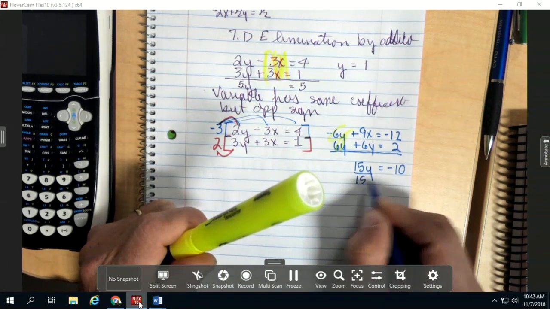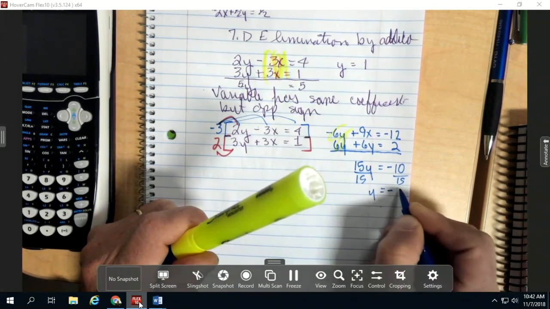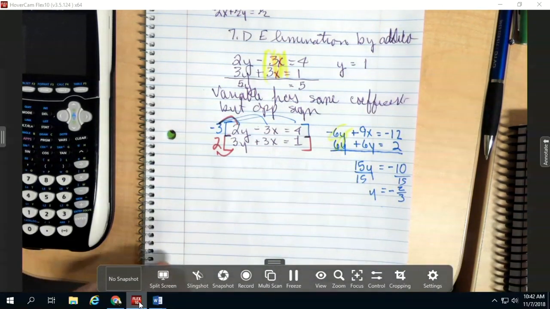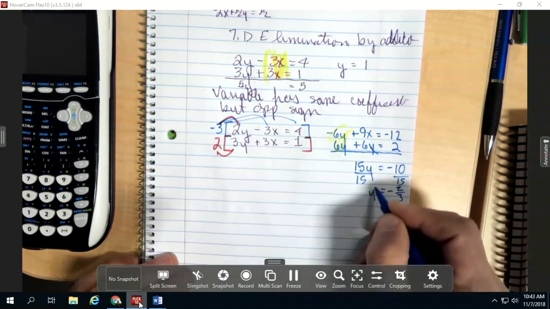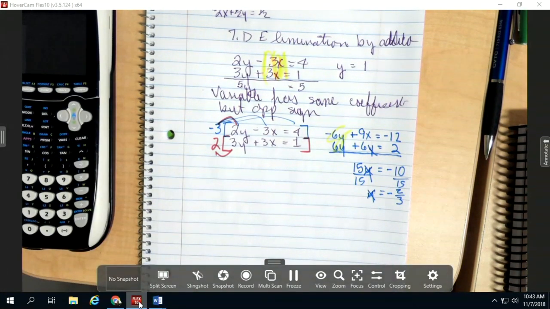Divide both sides by 15. Y equals negative 2/3. Did I make a mistake here? Oh, this is supposed to be x here. Sorry about that. X is negative 2/3. All right. So that's elimination. Number 4.